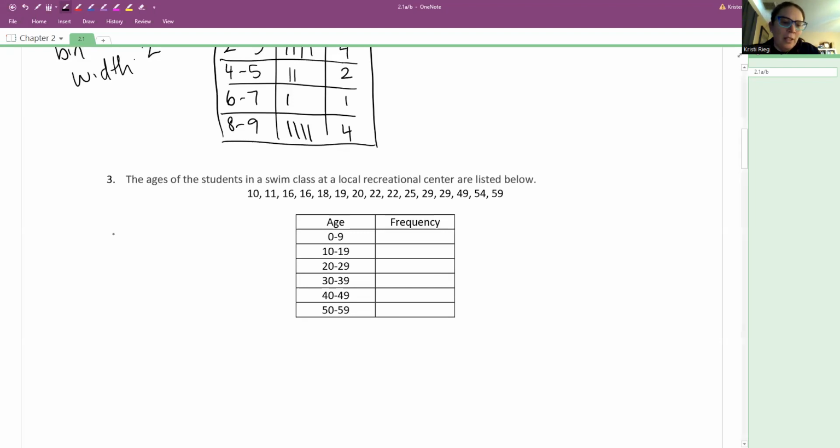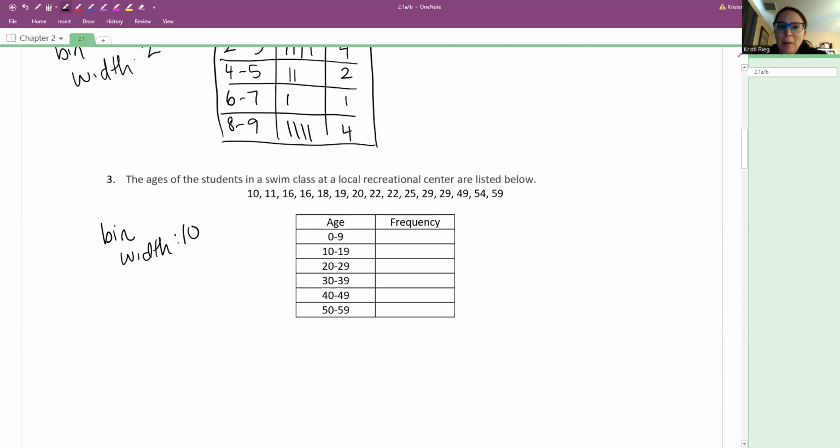All right, but before we start this problem, let's talk about the bin width. Take a second, think about from 0 to 9 what you think the bin width is, and then think about why. If you said 9, well, you're wrong. Let's count it out: 0, 1, 2, 3, 4, 5, 6, 7, 8, 9. The bin width is 10 in this problem.